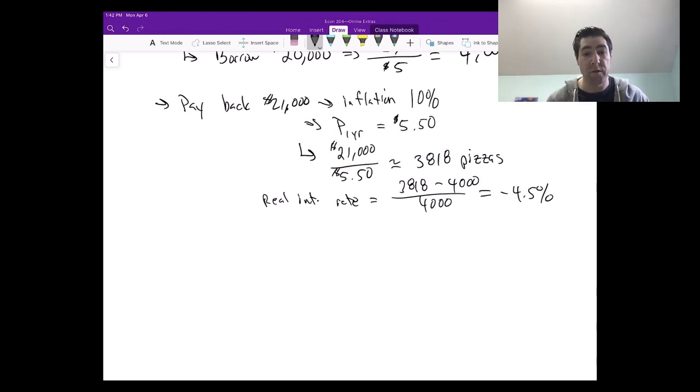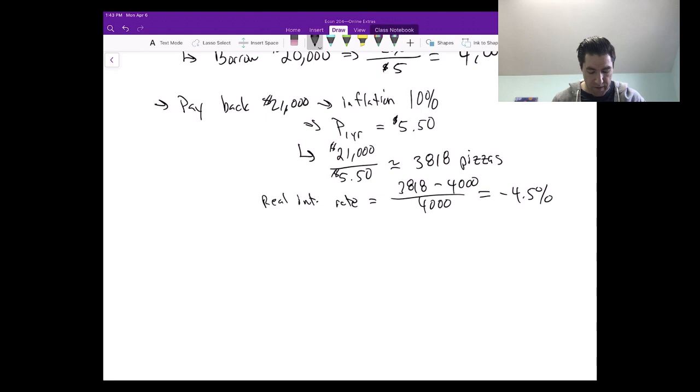So you had to make this decision if you took out a student loan. You take out a student loan for a certain amount of money. You're getting something today, some consumption, and you're going to have to give that up in the future when you pay it back. But what you really care about is how many pizzas you give up by making those payments in the future, not the specific dollar amount.